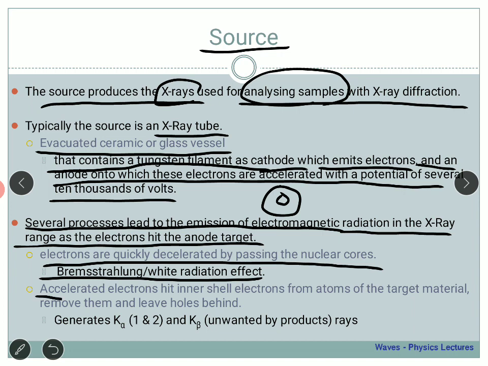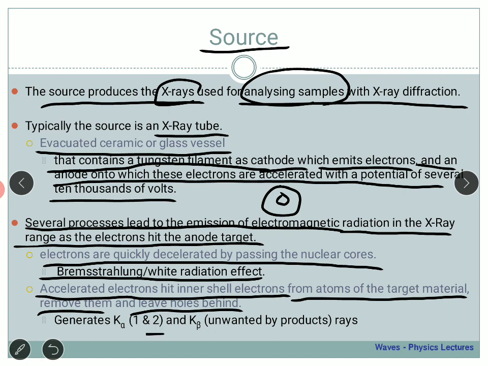The second process is that the accelerated electron will hit an inertial electron. We have already studied about that. Then what happens is electrons are removed from the target material, which will be copper, cobalt and so on, and it leaves holes behind. If there are holes, those holes need to be filled. They can be filled by an outer shell electron, and in the process we will be generating K alpha line and K beta lines.